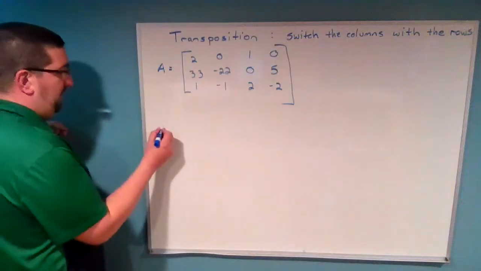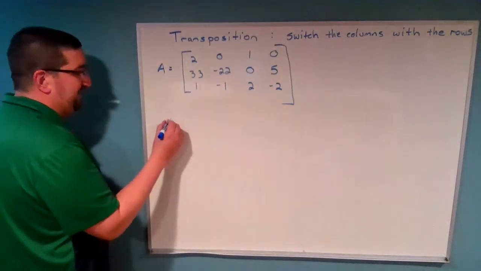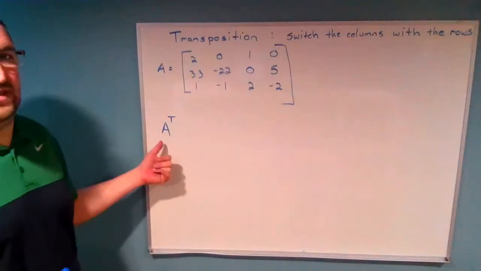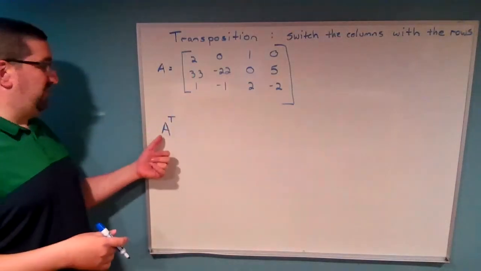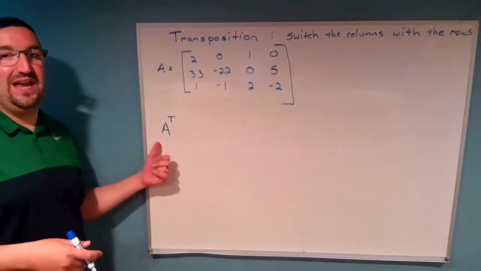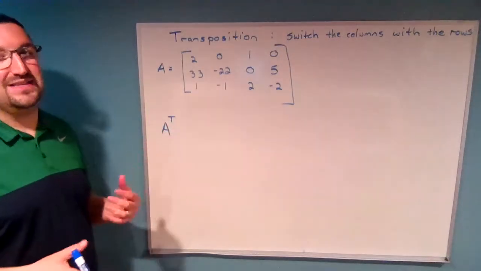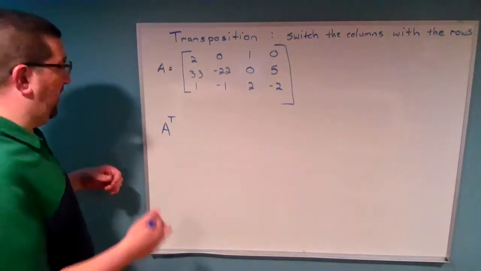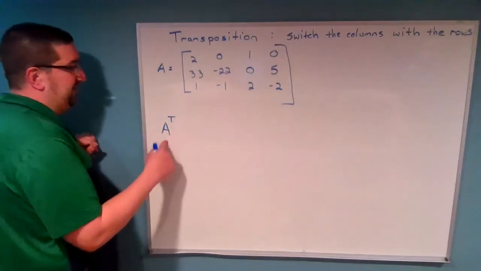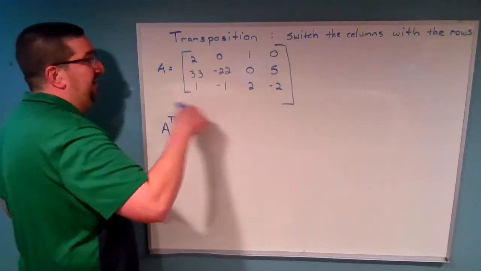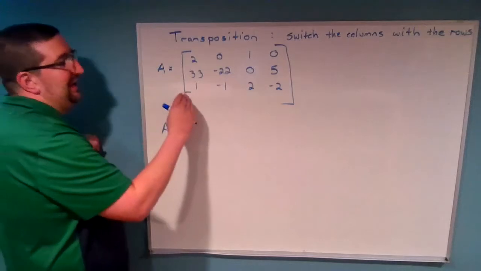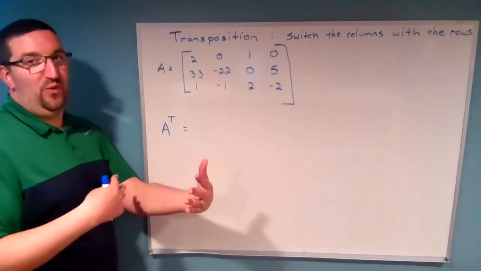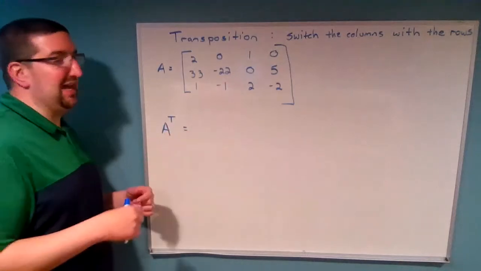The symbol for transposition is a little T above the letter that represents the matrix. So if you ever see A with a T above it, or any letter with a T above it, that means you have to find the transposition of that matrix. So the transposition of matrix A that we have here. Matrix A is a 3 by 4. The transposition is going to end up being a 4 by 3. We're switching rows with columns.